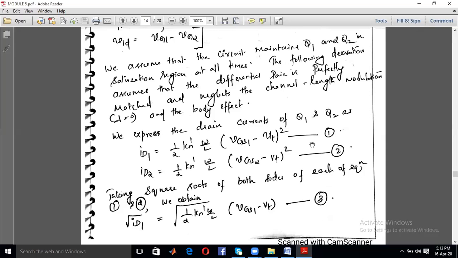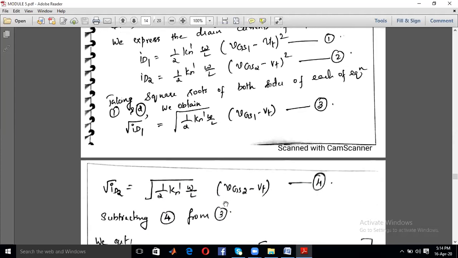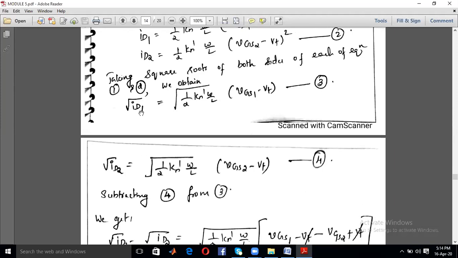Once you have written these two equations, next just take the square root on both sides. Why do we take the square root? I just want to remove the square. So I have taken the square root on both sides for equations 1 and 2. That will yield equations 3 and 4. Now I'll subtract 4 from 3, that is 3 minus 4. So root ID1, what is the LHS here?